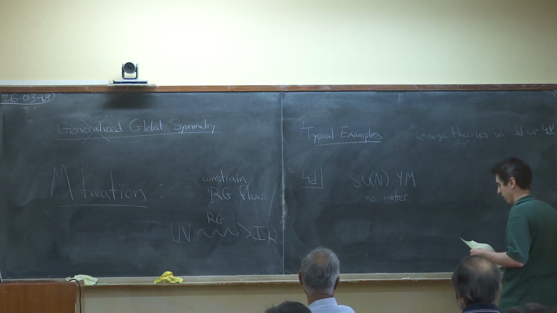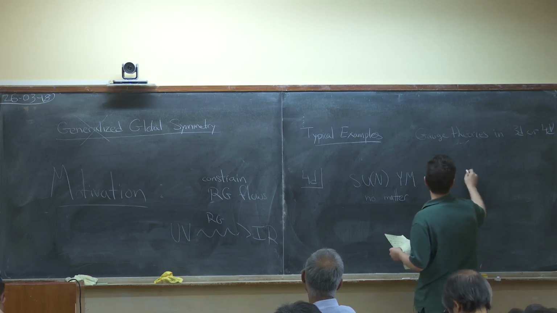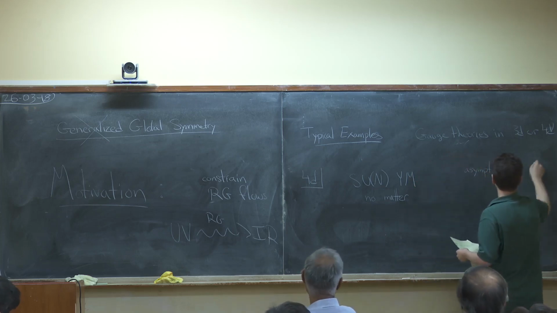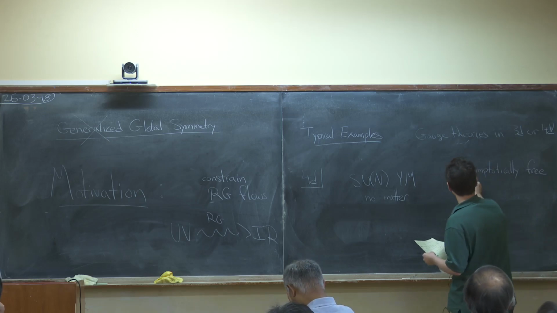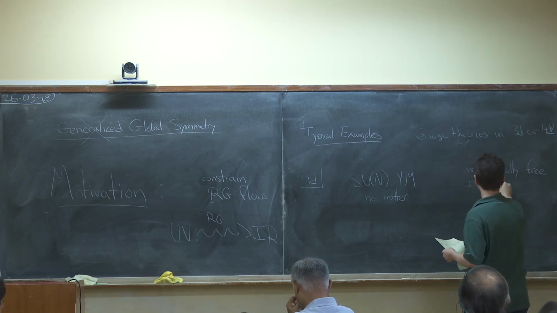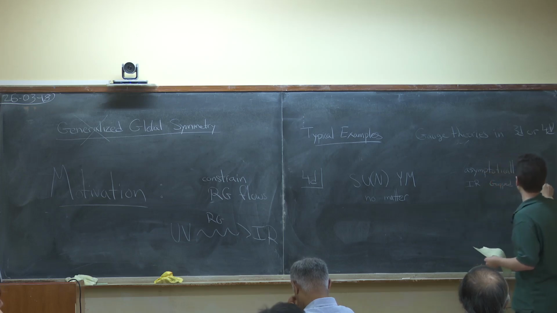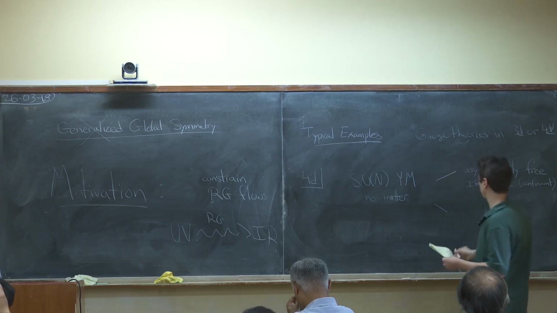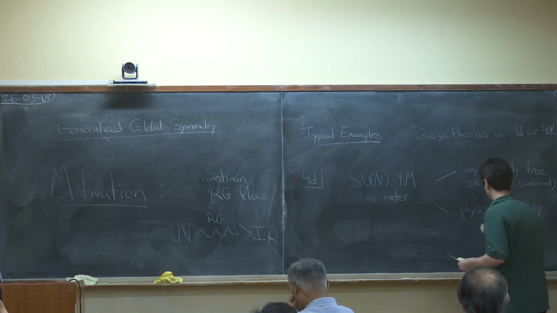Okay, SU(N) Yang-Mills with no matter. What do we know about this theory? Well, it's believed that it's asymptotically free. And that means that the infrared is gapped. The theory is confining. That's one thing. We also know that the physics is labeled by some parameter theta. Theta is the theta angle.